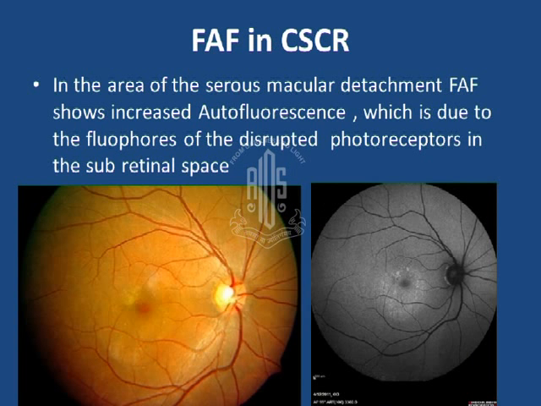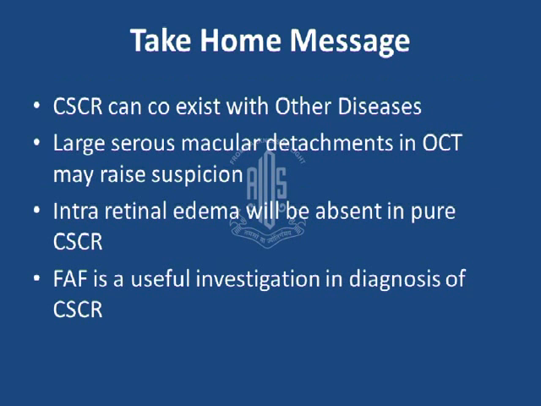So fundus autofluorescence is a very useful imaging in CSCR, and this hyperautofluorescence is due to fluorophores in the disrupted photoreceptors in the subretinal space, which can be very useful in the diagnosis of central serous chorioretinopathy. So CSR can coexist with other diseases, and a large serous macular detachment in OCT has to be treated with suspicion. You have to do this test to rule out any other cause. Intraretinal edema usually will be absent in pure CSCR, and fundus autofluorescence is a useful investigation. This is the take-home message from this case.